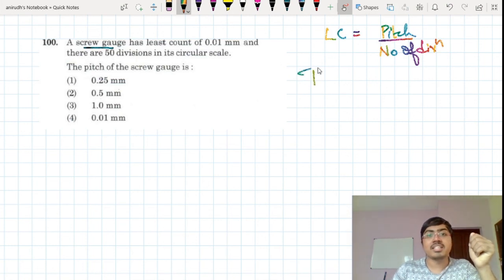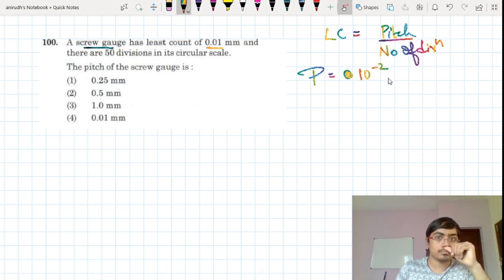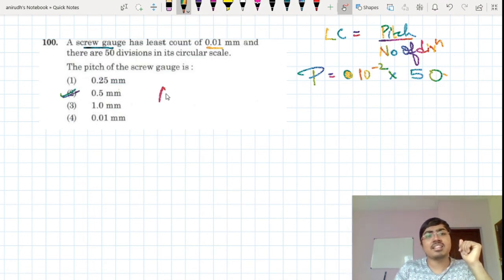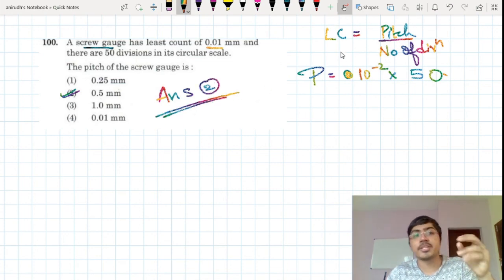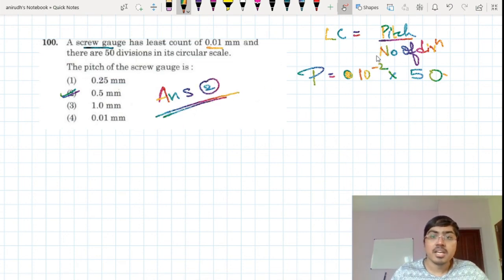Now, what are they asking here? Pitch is asked. So pitch is equal to least count. Least count is 0.01, so I can write it as 10 raised to minus 2, multiplied by the number of divisions, which is 50. So this is obviously 0.5 millimeters. That is a direct formula-based substitution. No other high-tech funda has been utilized for the purpose of making this question.